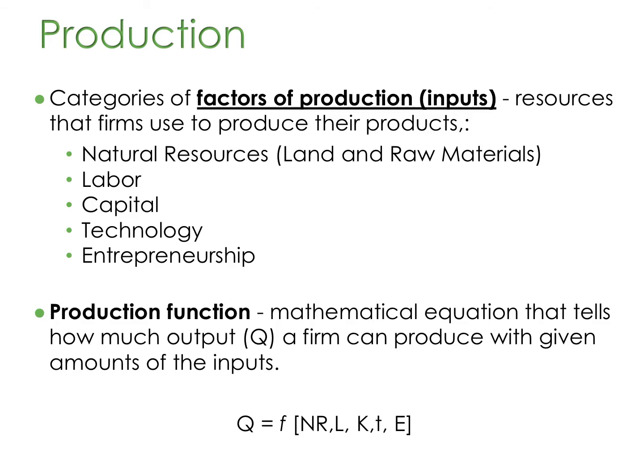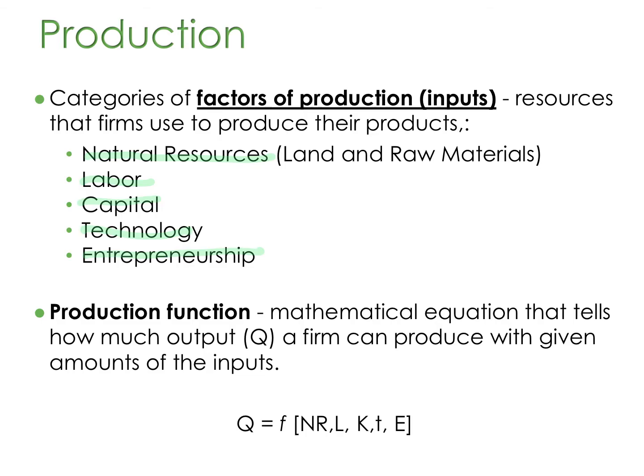So to get even more specific, we want to start categorizing our inputs. So what are the things that go into the production? Well, they can be lumped into these categories. Natural resources, labor, that's your human work effort. Capital, those are your human-made aids to production like buildings and machines. Technology, entrepreneurship. Entrepreneurship is risk-taking and combining resources in new ways. And that's a little bit different than just plain old labor.